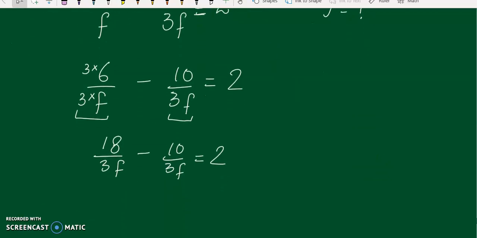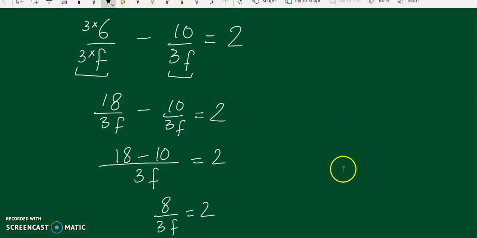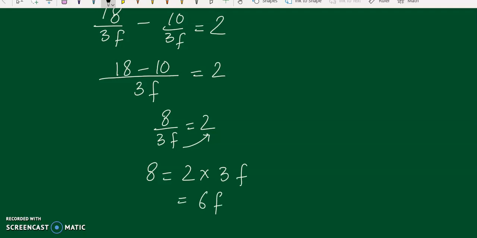Now moving on further, when denominators have become same, so we write it just once और numerator में आ जाएगा 18 minus 10. So we get 18 minus 10 is 8 over 3f is equal to 2. So further we simplify it. 3f is being divided over here, so it will go to the other side and will be multiplied. So we get 6f is equal to 8. Now 6 is being multiplied over here, so on the other side it will be divided.